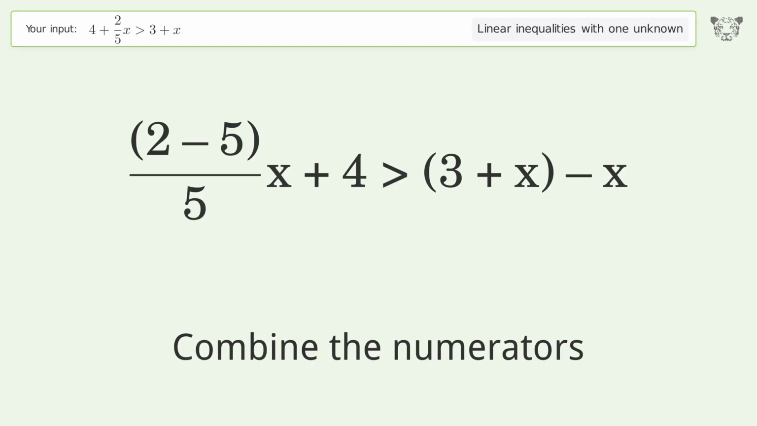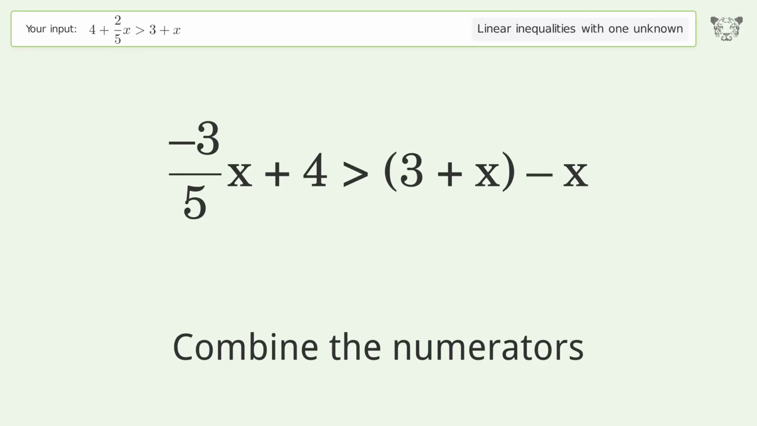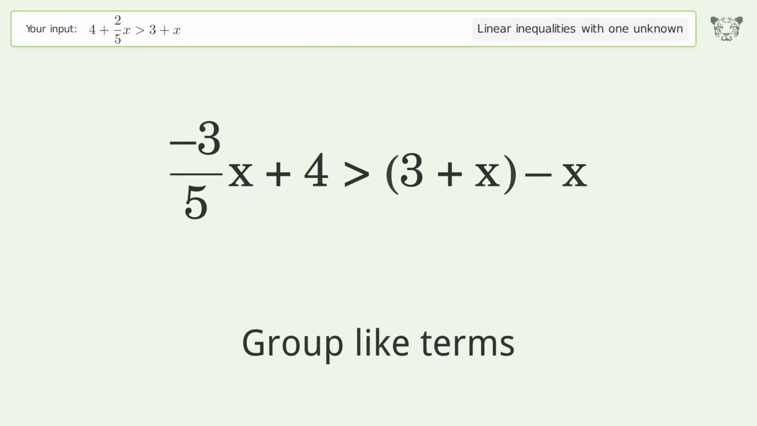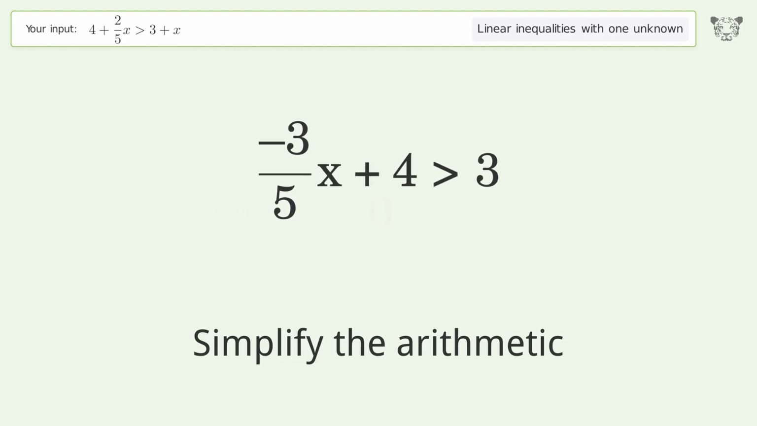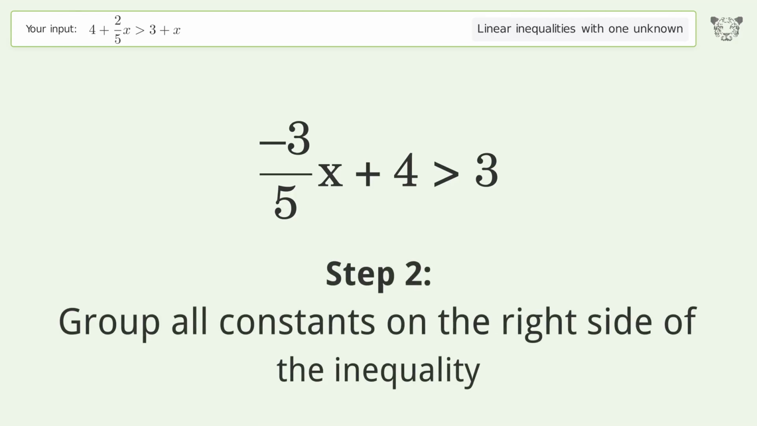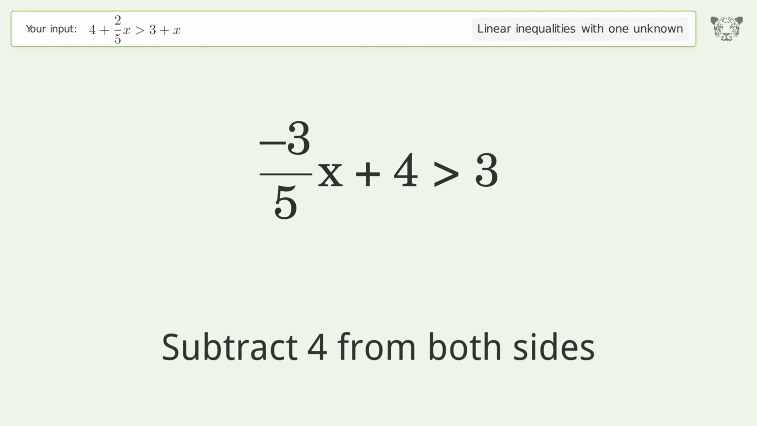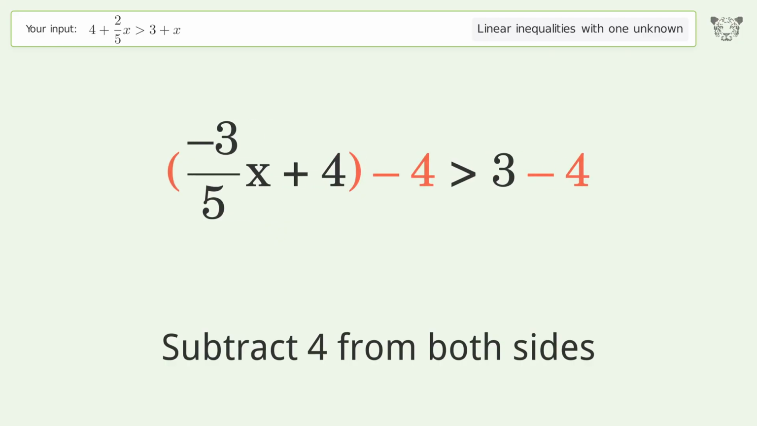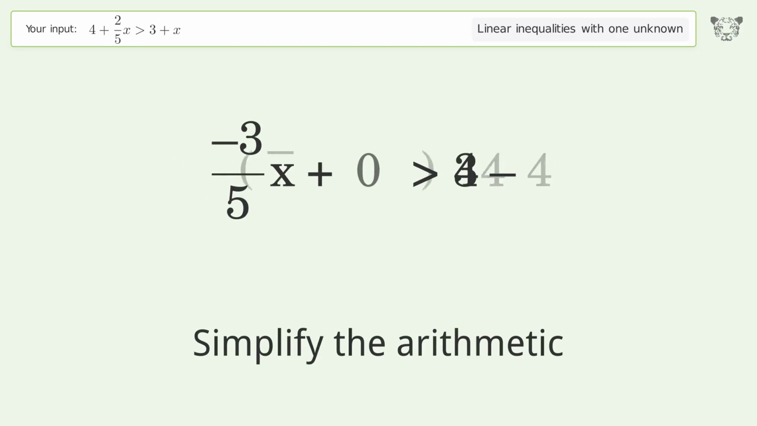Combine the numerators. Group like terms. Simplify the arithmetic. Group all constants on the right side of the inequality. Subtract 4 from both sides. Simplify the arithmetic.